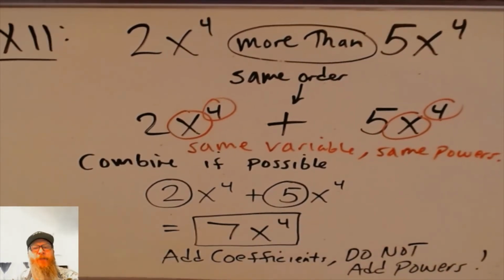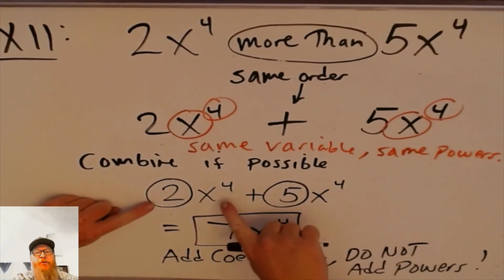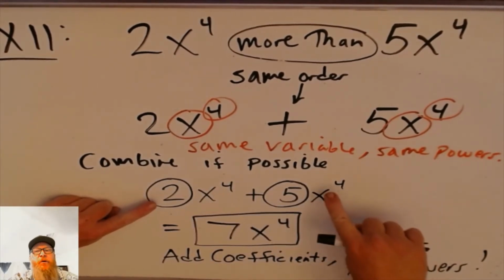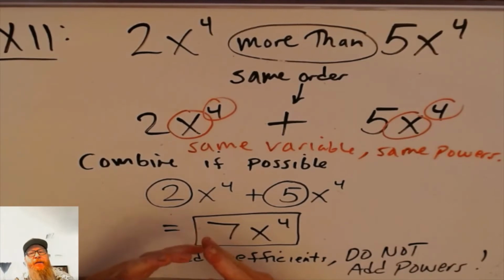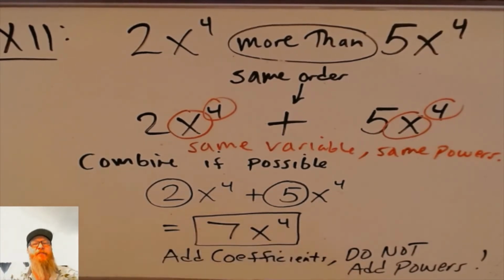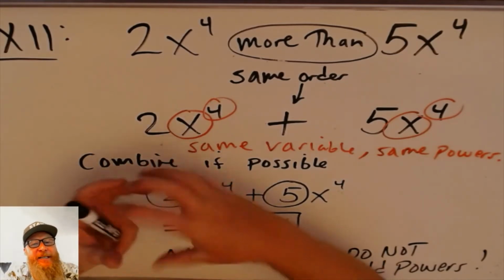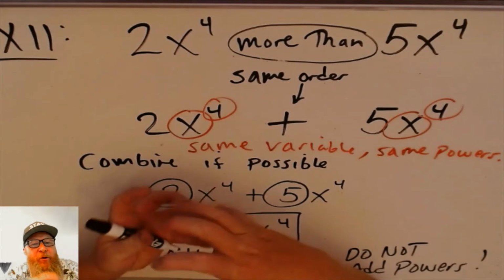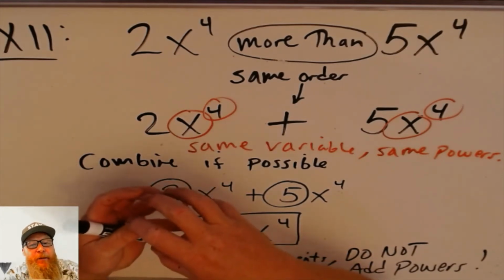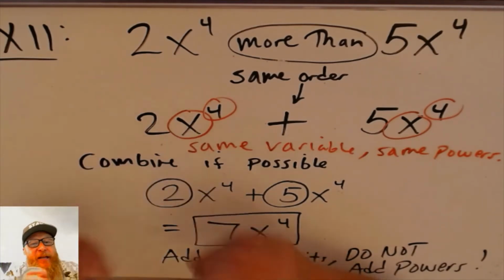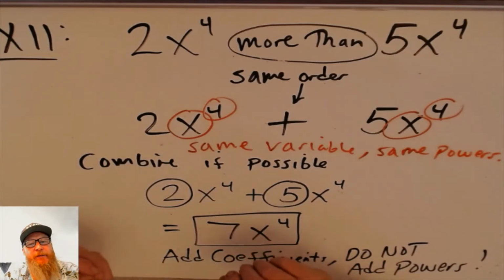All right. So it's 2x to the fourth plus 5x to the fourth. When you add them together, you have 7x to the fourth. One way to think of that mentally is think of x to the fourth as an intangible object. It cannot be broken into smaller pieces. I mean, you can't hold it in your hands, but you can think of it as a tangible object.